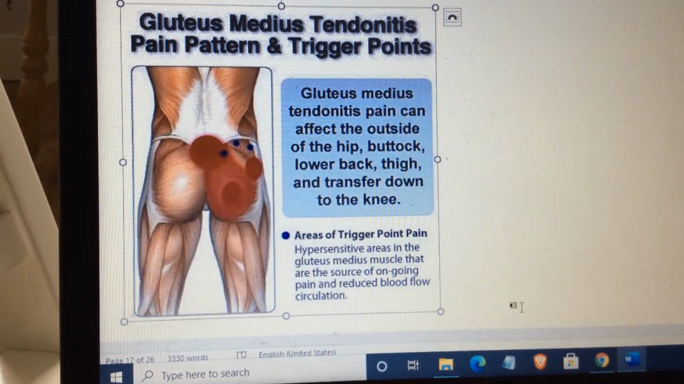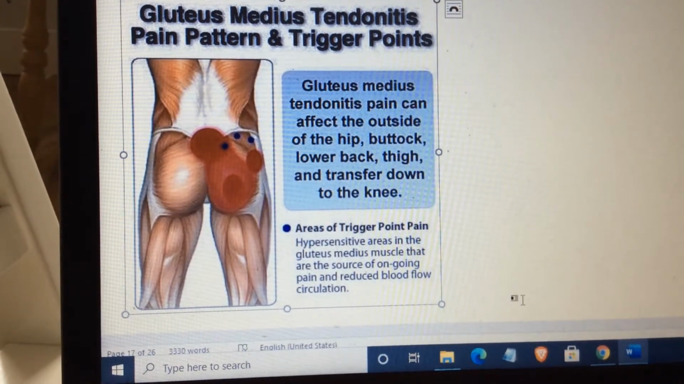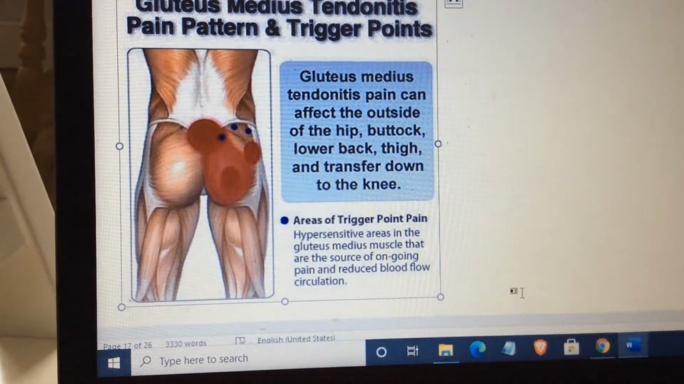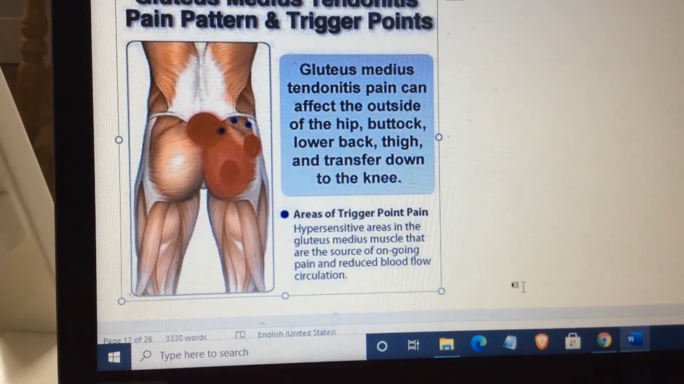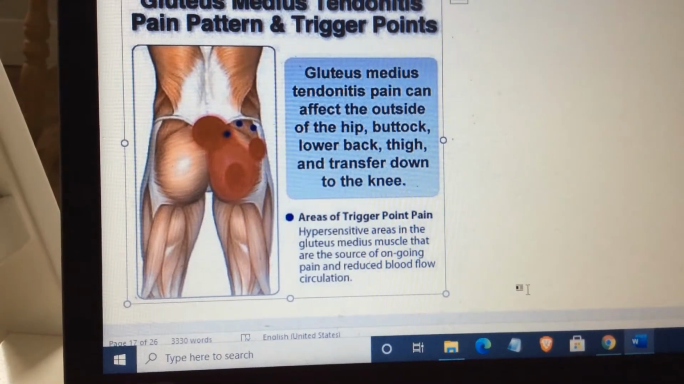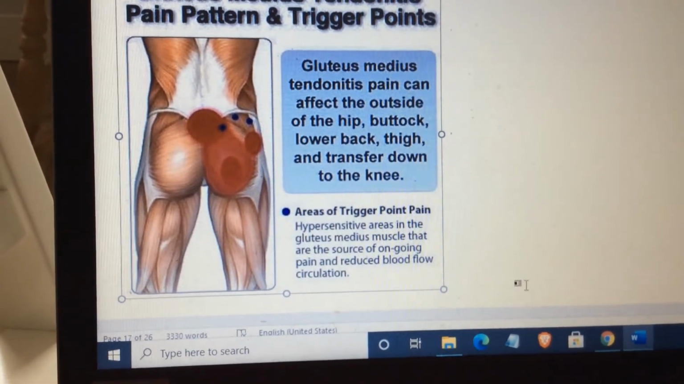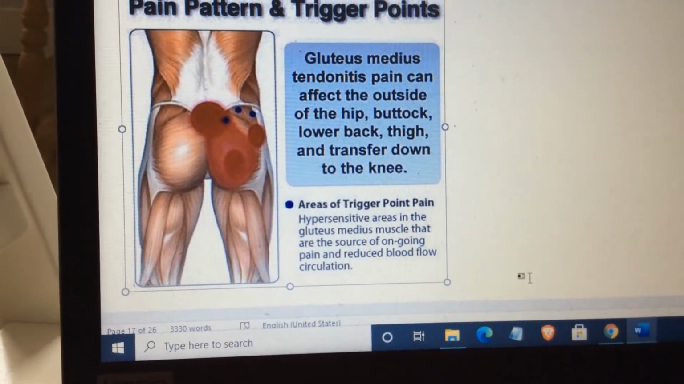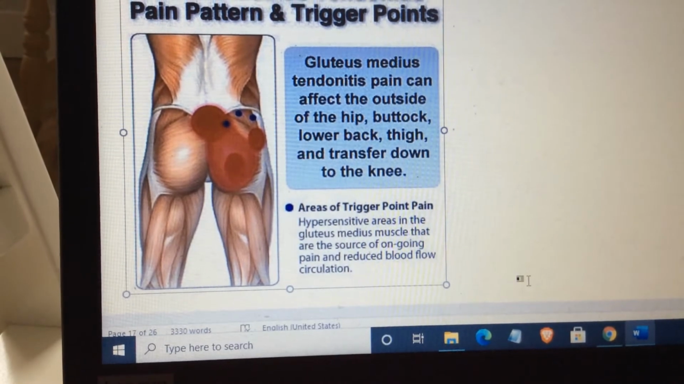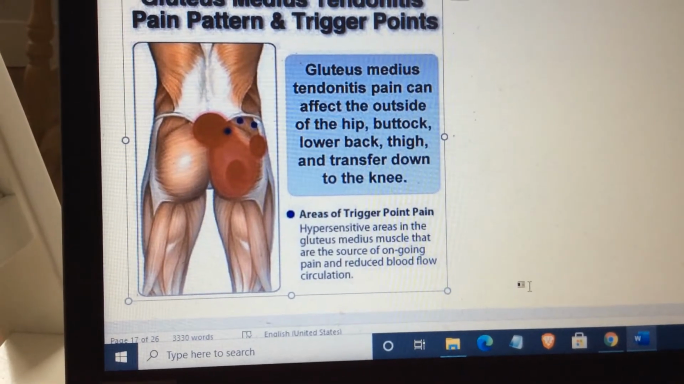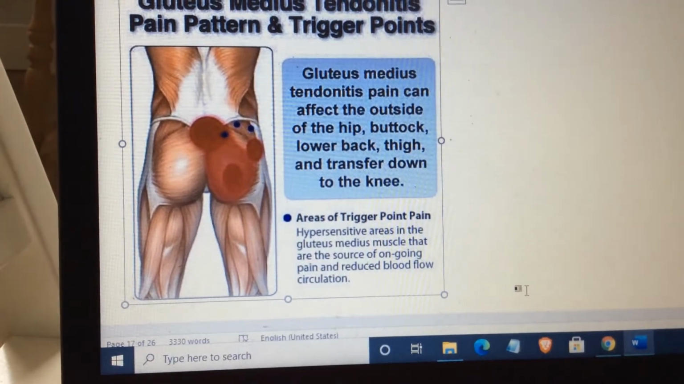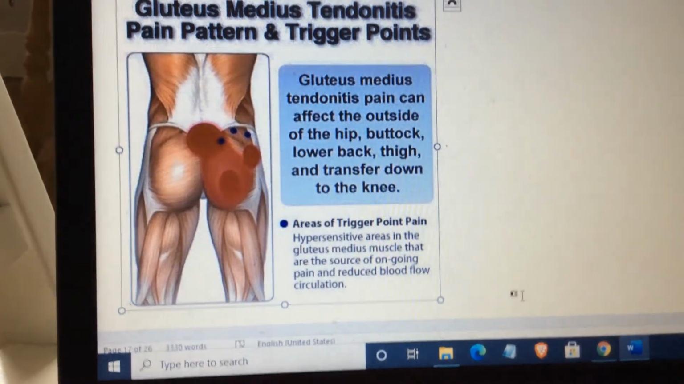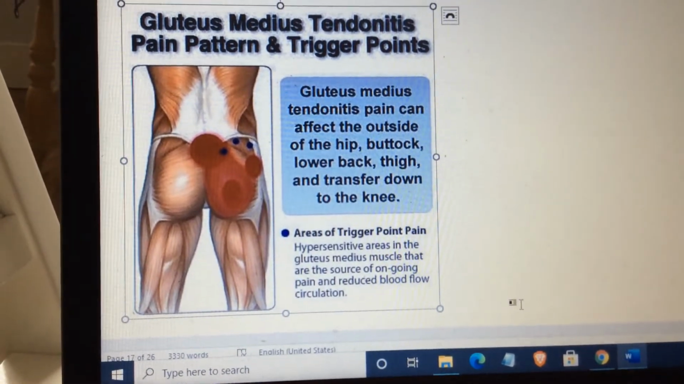But we can also see common trigger point areas which can cause pain. So these are those blue spots just across the top, around that iliac crest there. These are hypersensitive areas in the gluteus medius muscle that can be the source of ongoing pain and reduced blood flow circulation. So certainly if you're going for a massage, these are areas that can be worked on to try to reduce the pain.